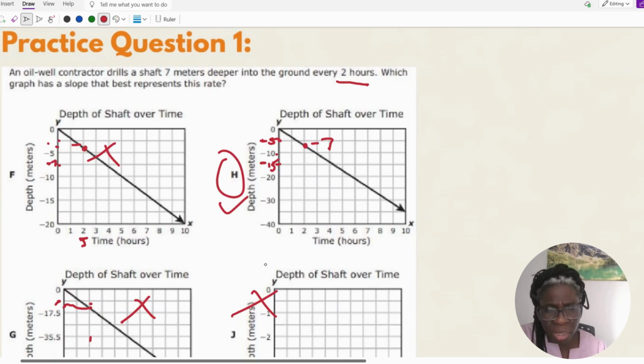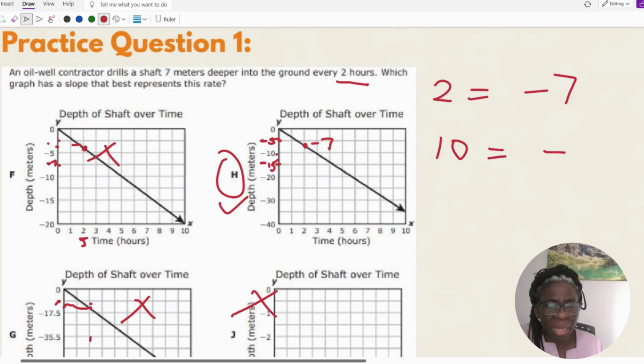So just to be sure again, if at 2 hours it went down by 7, that means at 2 hours we have -7. At 4 hours, we'll be having -14. So let's trace 4 hours up. If we trace 4 hours up here, you see that it is not up to -15. So this is also correct.